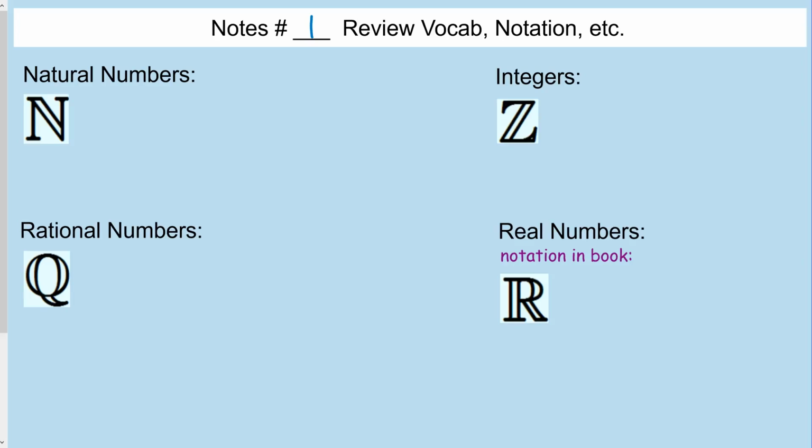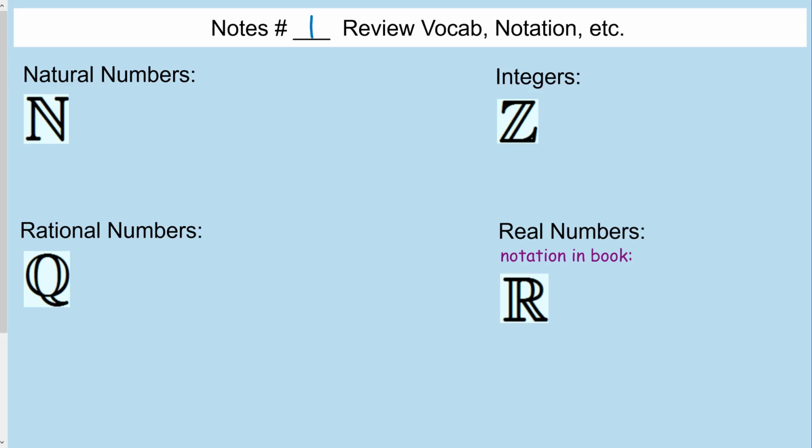Hello students, we're on notes number 1 and we're going to review vocabulary, notation, and so on. Lots of things that we're looking at today just to review some of the things we've learned in previous math classes and be ready for calculus. Some of these we talked about in our Zoom meeting.